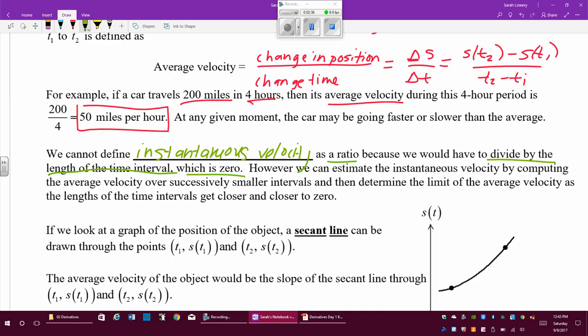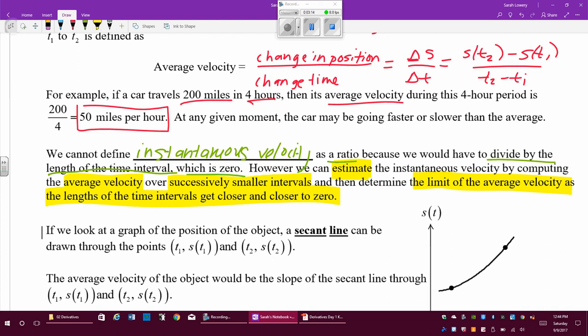Now remember, in order to find slope, you need 2 points, but at an instant, you only have 1 point. So we talked about setting up a limit last class, and that limit making h, that distance between 2 points, as small as possible. But we can estimate instantaneous velocity, and underline and highlight that word estimate, by computing an average velocity over a super, super tiny interval and determining the limit as the average velocity, as lengths of time intervals get closer and closer and closer to 0.